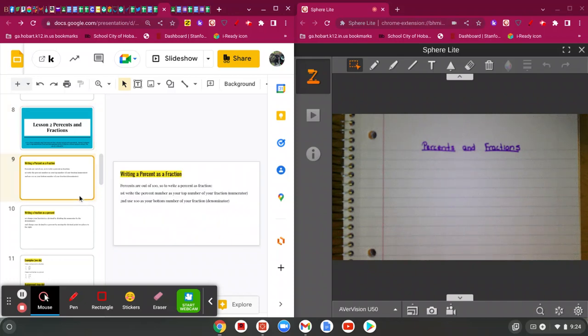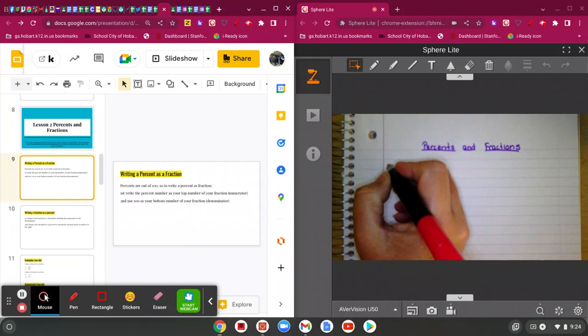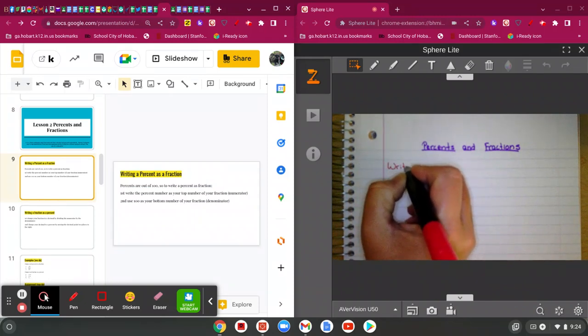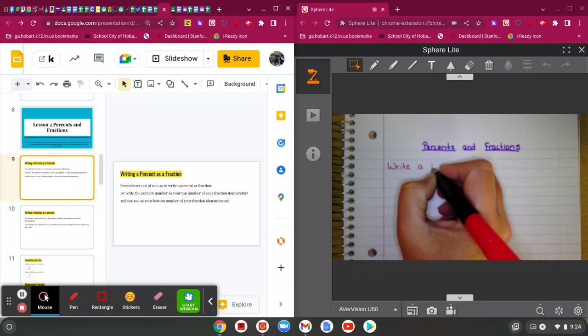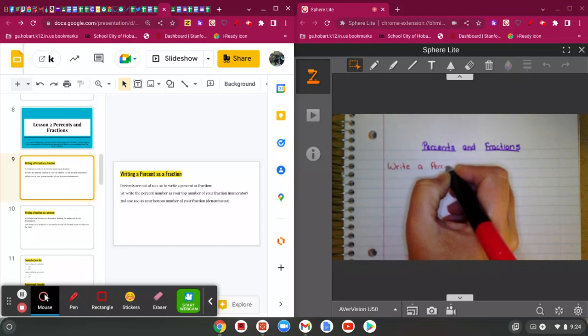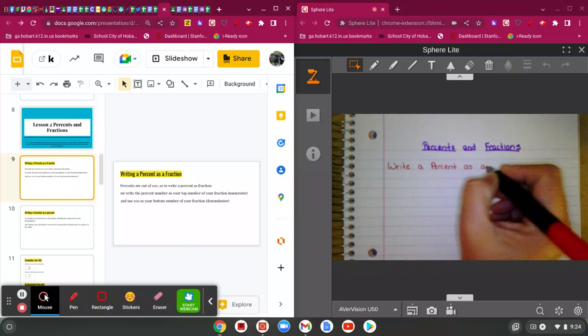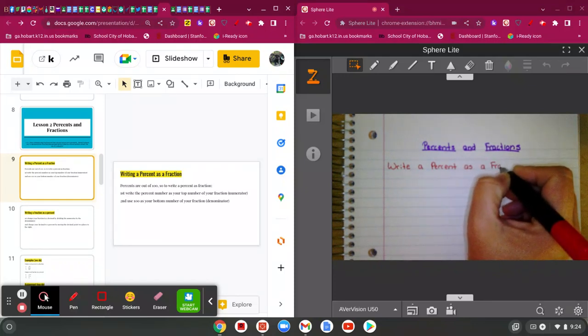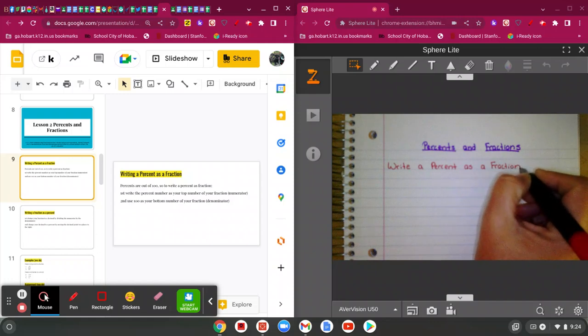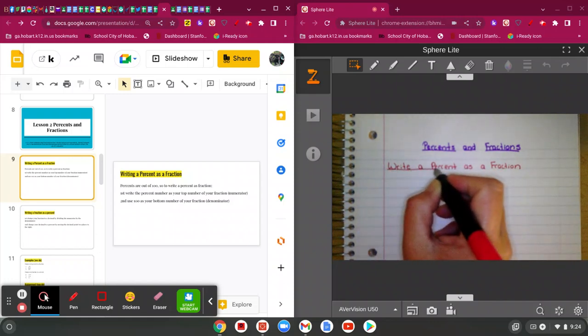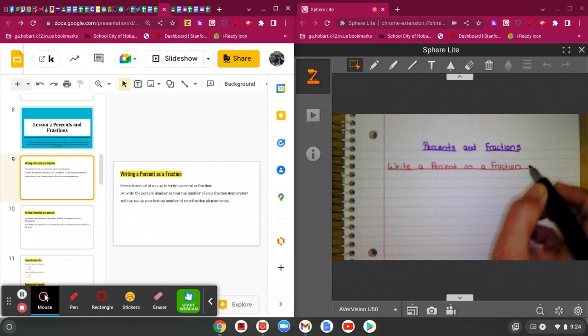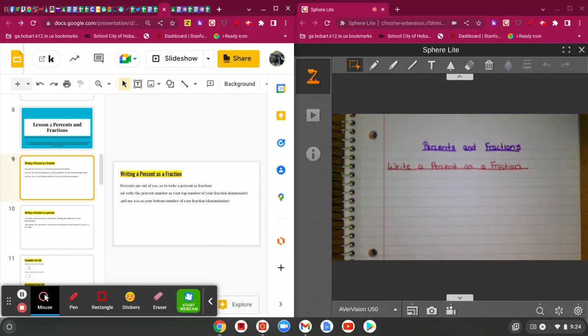So first thing we're going to look at today is how to write a percent as a fraction. And these, again, you're going to write in your notebook. You can pause the video if you need to, and then you will end up taking a picture of your notes and uploading those to the Canvas assignment.